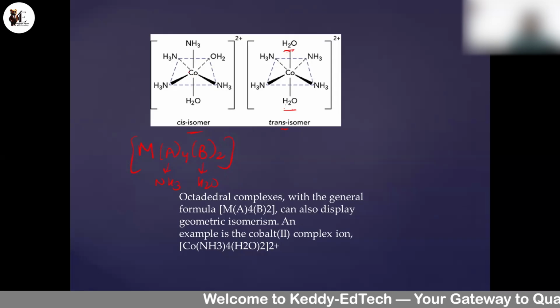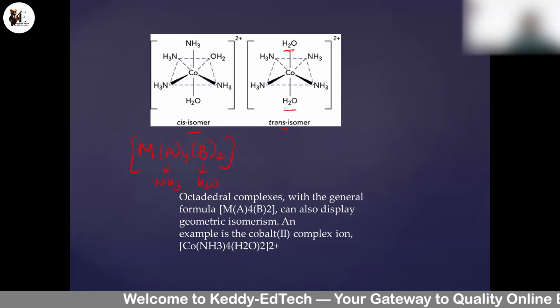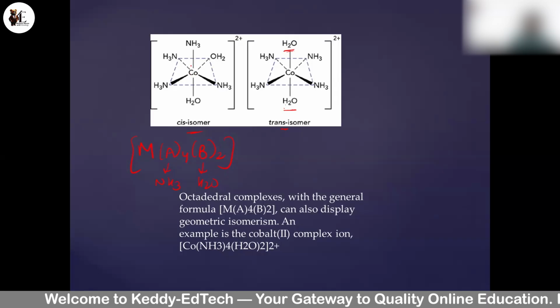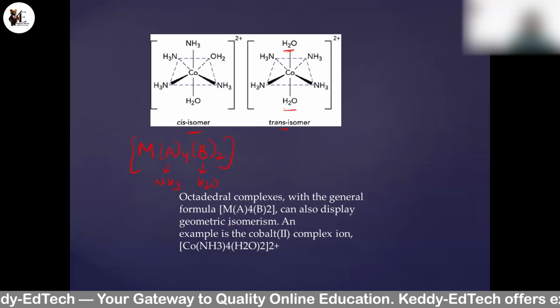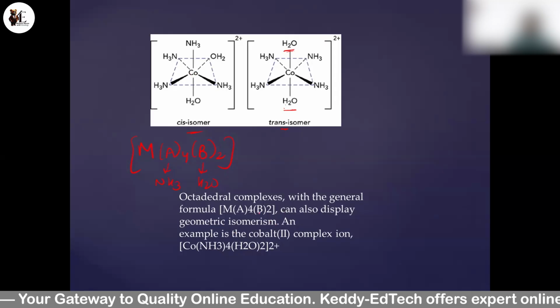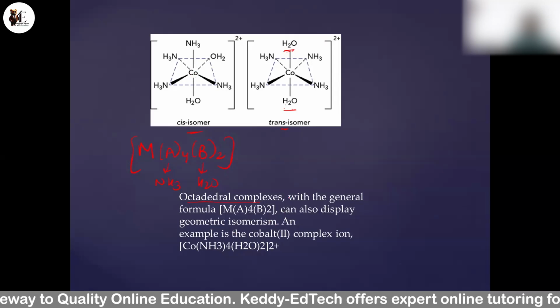So what is the coordination number of this complex? Ma'am, 6. Yes, so it is known as your octahedral complex. Right?